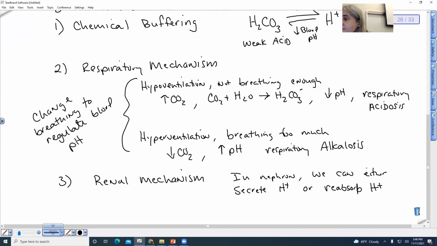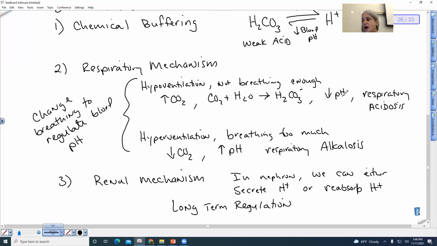So if my blood pH is too high, my kidney will actually reabsorb those hydrogen ions and my urine will become more basic. And so this is actually the most potent way that we can regulate blood pH, but it doesn't occur very rapidly. So this is like long-term versus short-acting. So this is our long-term regulation. So if your kidneys aren't working properly, then you're going to have a problem with maintaining proper blood pH.